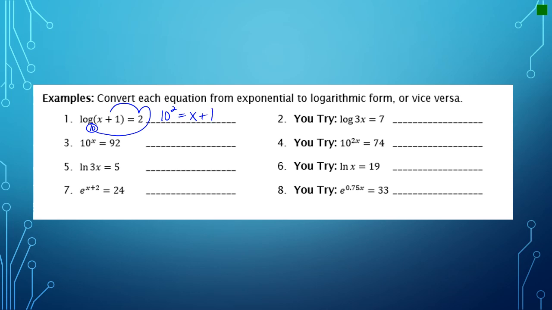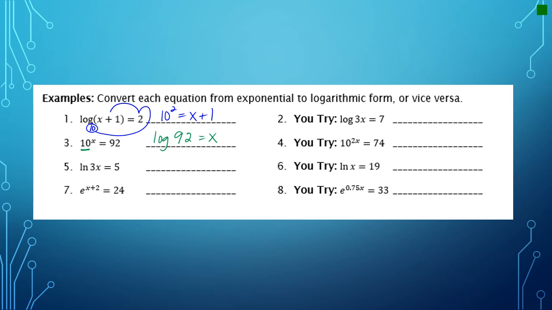For number 3, now we're going to rewrite this in logarithmic form. The reason I knew that we were going into logarithmic form is because this does not have the word log in it. So we're just converting it back and forth depending on what they give us. Our answer should be the opposite. So this one is going to be log base 10, except that now I don't have to write the 10, of 92, and it equals the exponent, which is x.